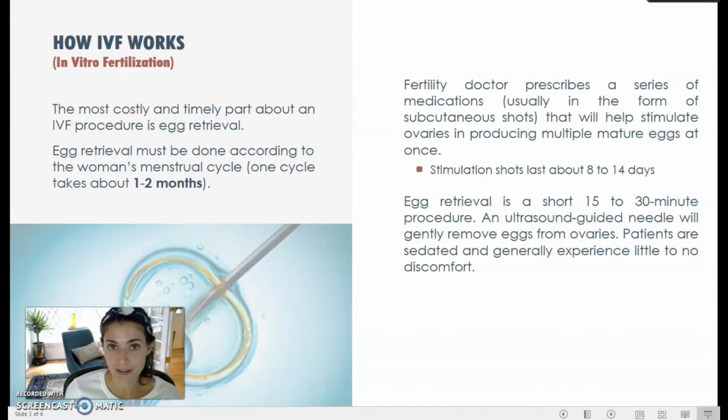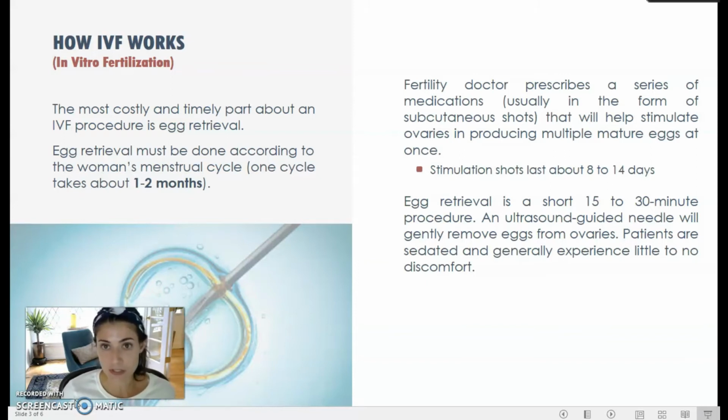Now to get these eggs, the doctors have to prescribe a series of medications, and they're usually in the form of subcutaneous shots. And these are shots that are very tiny, they're not very big, and they are injected around the tummy area. And the goal of these shots is to stimulate ovaries to produce as many mature eggs as possible. And the duration of the stimulation phase, this phase of shots, is usually between 8 to 14 days.